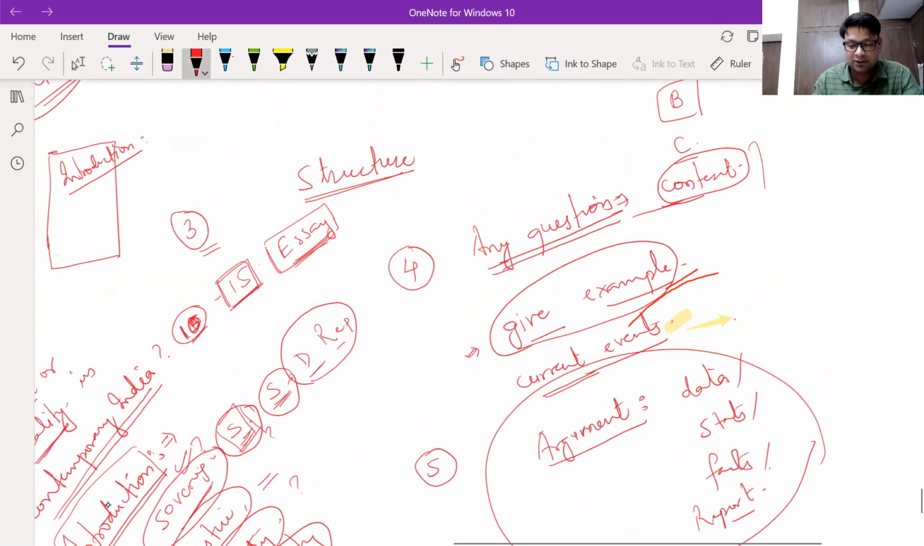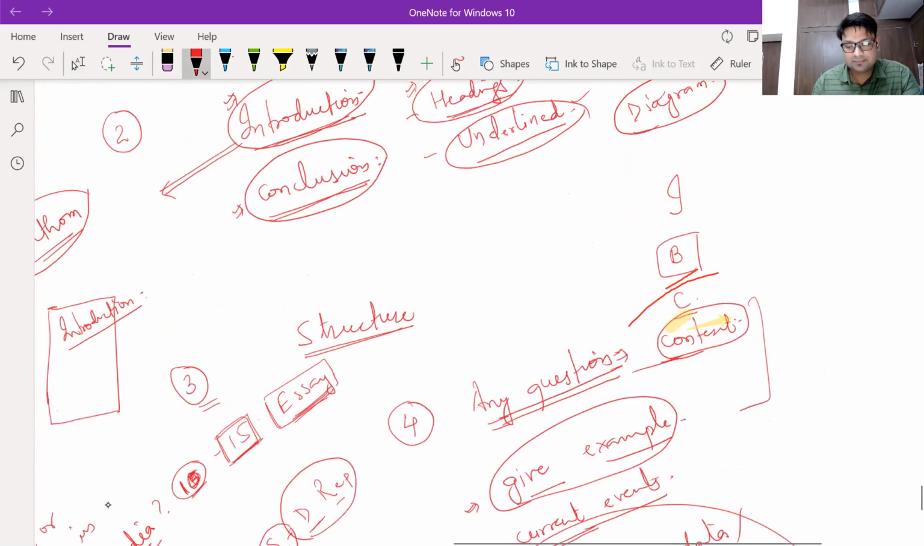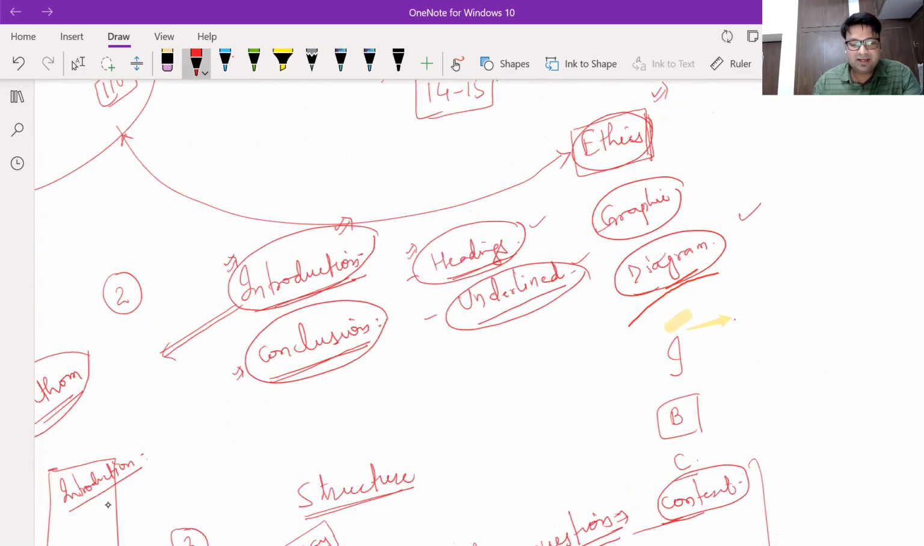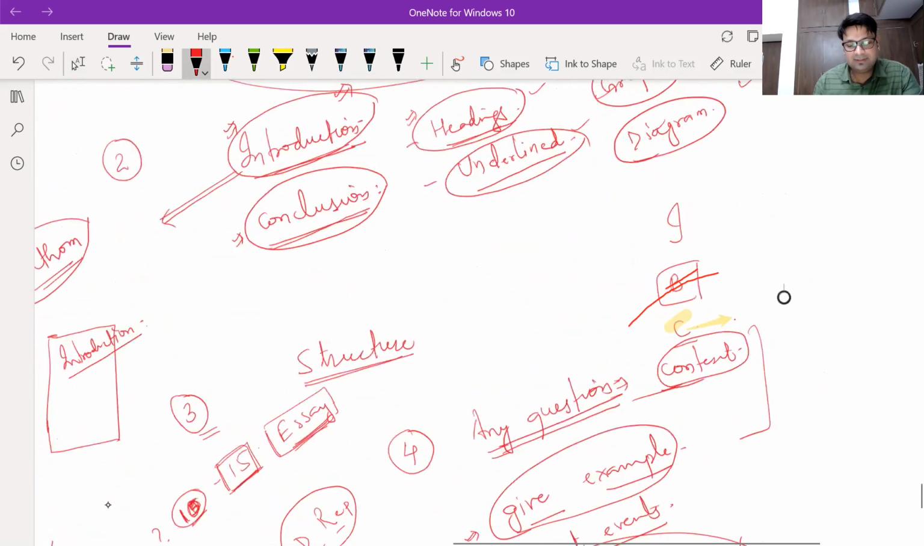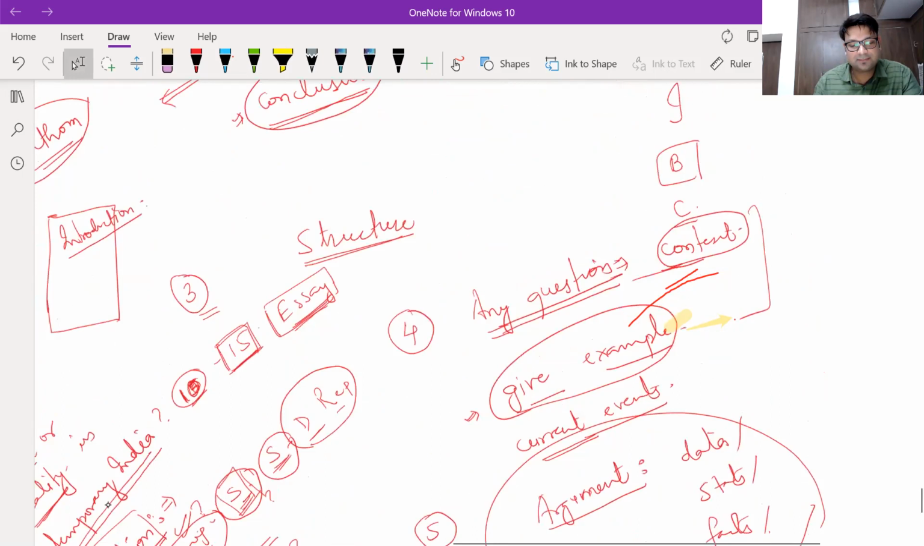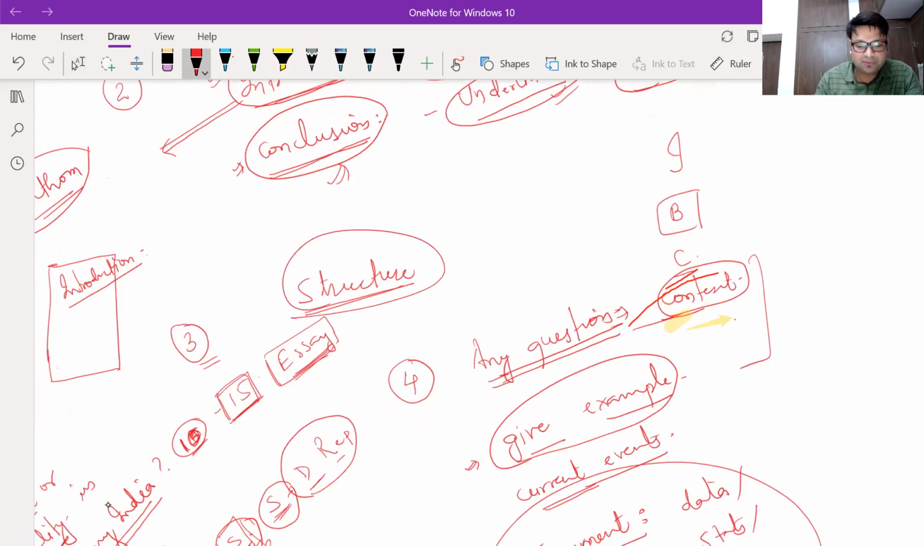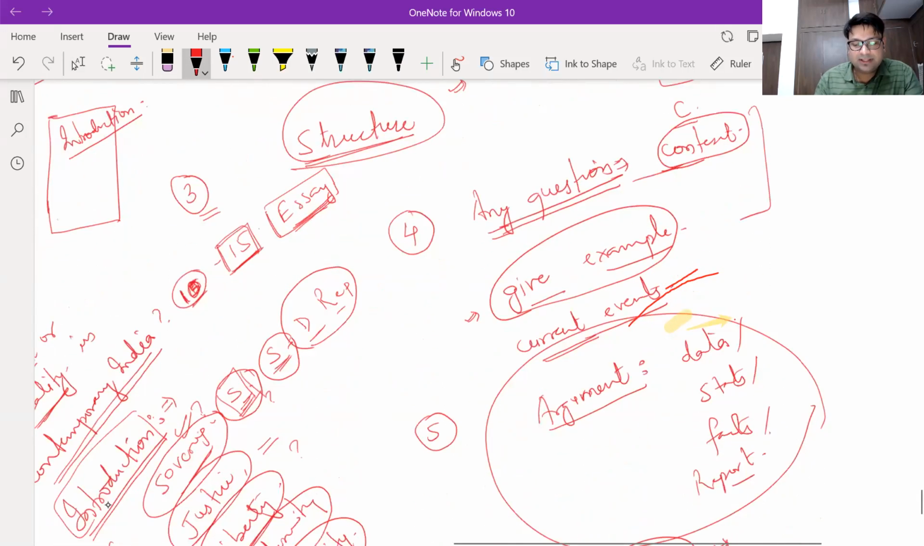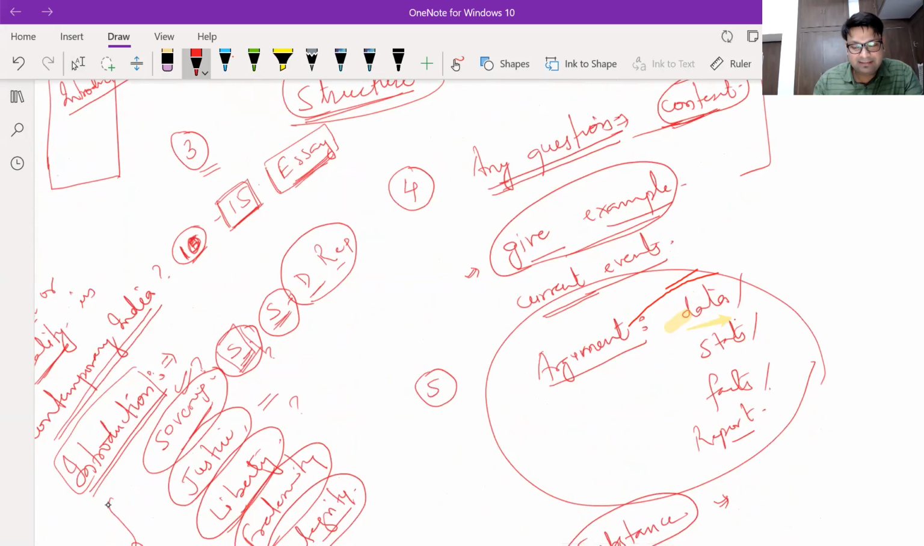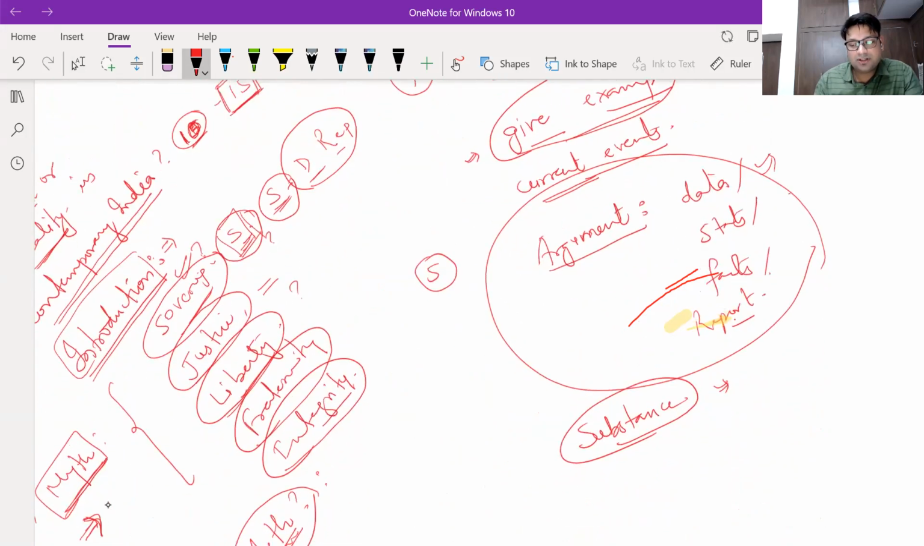So these substances, these examples, right, and this justification in a proper manner, I believe that will be sufficient. Okay, decipher it, right? Good example, good introduction, good conclusion, use headings, underlines, graphics or diagrams, structure it in a proper way, okay, then link it to the current events, use data, facts and reports to substantiate your arguments.